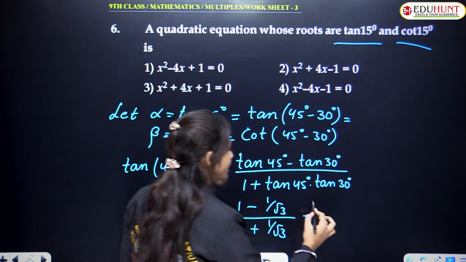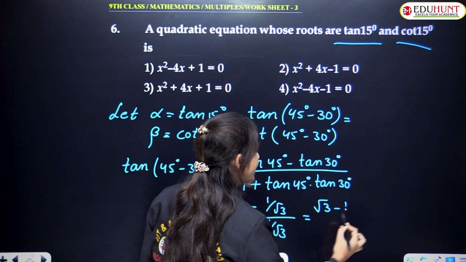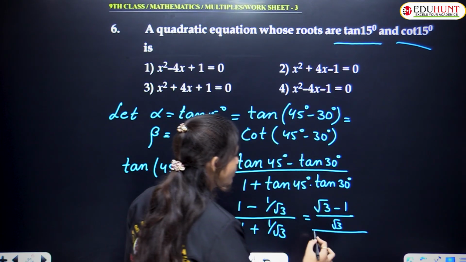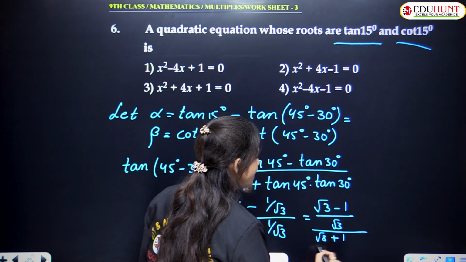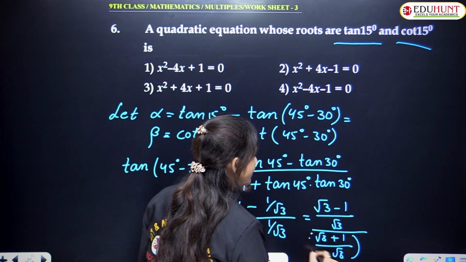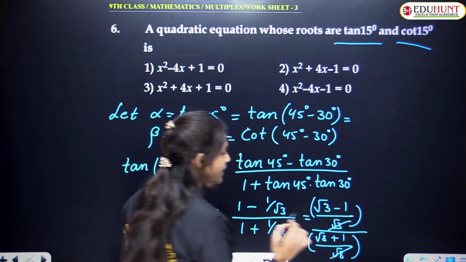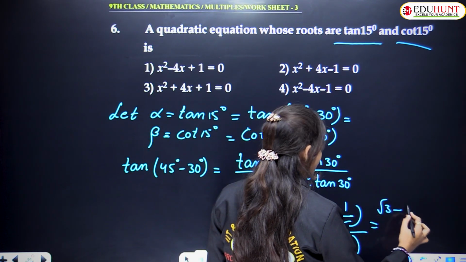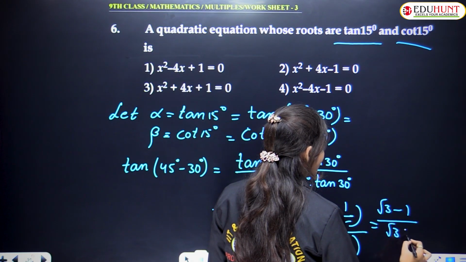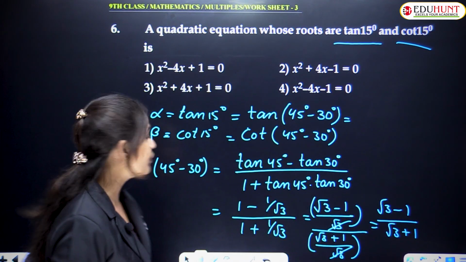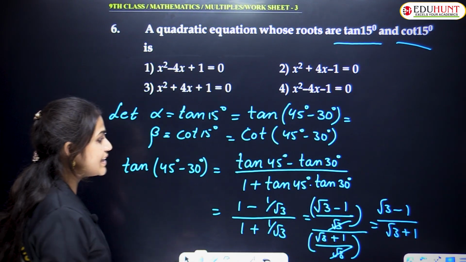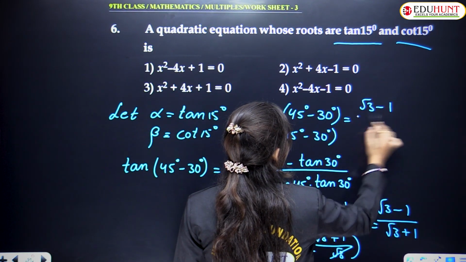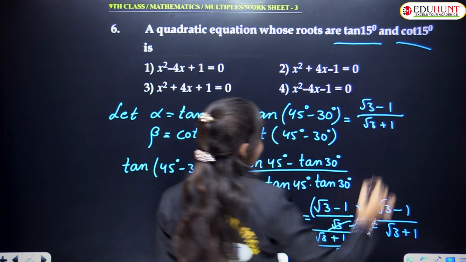So root 3 into 1 is equal to root 3 minus 1 by root 3, whole by, here root 3 into 1, root 3 plus 1 by root 3. Okay. So root 3 and root 3 get cancelled. So from this one, root 3 minus 1 by root 3 plus 1. So that is the value of tan of 45 minus 30 degrees.